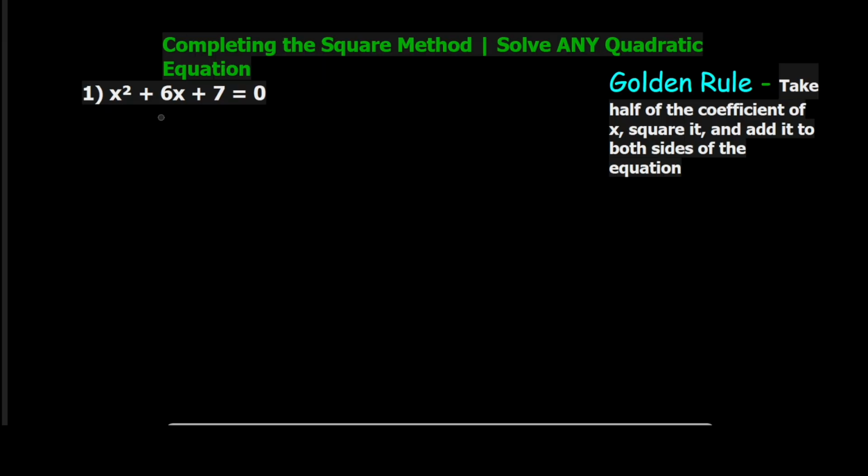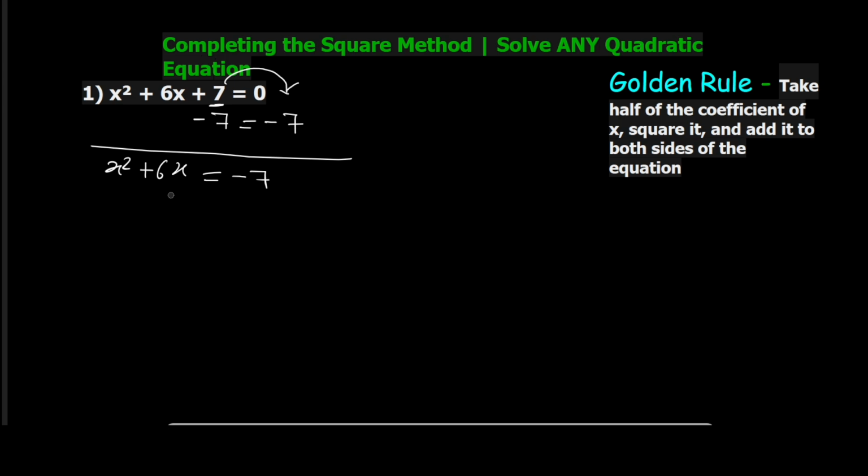In this method, we have to isolate the constant term to one side of the equation and the variable terms to the other side. So we have a constant term, which is 7 here. We have to move this 7 to the other side of the equation. So I'm going to subtract 7 from both sides. If I subtract 7, it will give us x squared plus 6x equals -7.